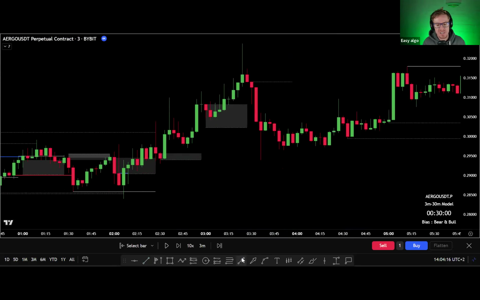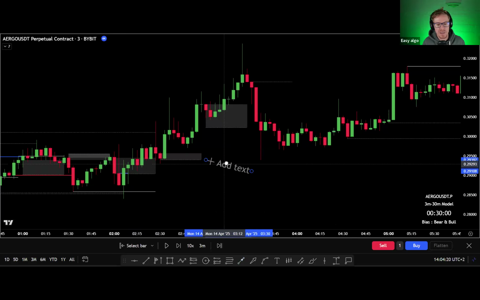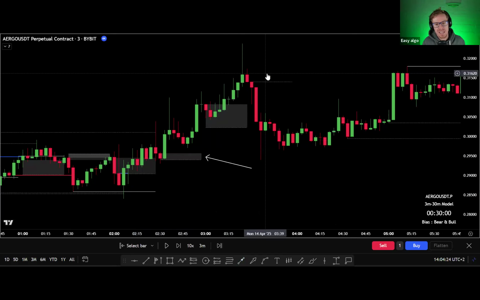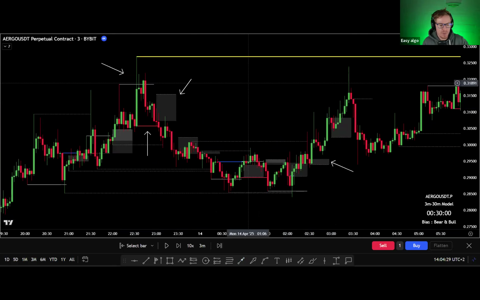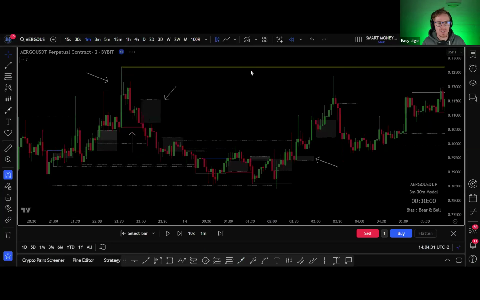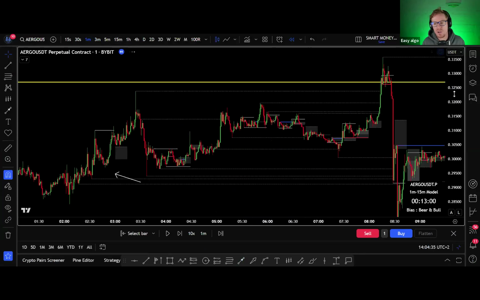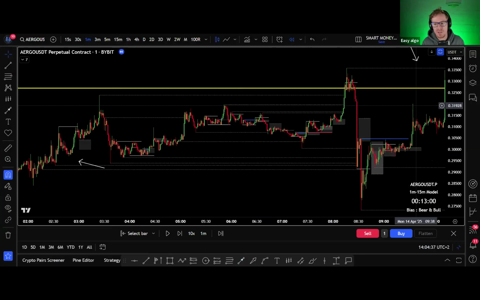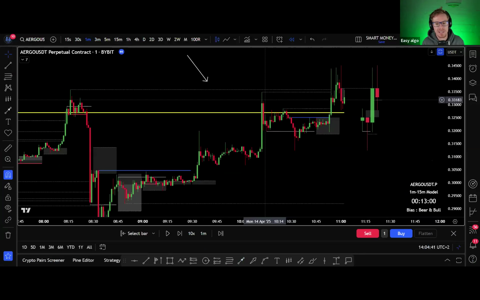Just notice how price is respecting the equilibrium boxes. Look, respecting the equilibrium box, respecting the equilibrium box. And then it takes you all the way to our target, which was over here. Probably if you go into a 1 minute, you'd find a target. If you don't see a relevant target on the time frame you're on, just drop to a lower time frame and you will see, there you go. Now all of a sudden we've got a lower time frame liquidity level.